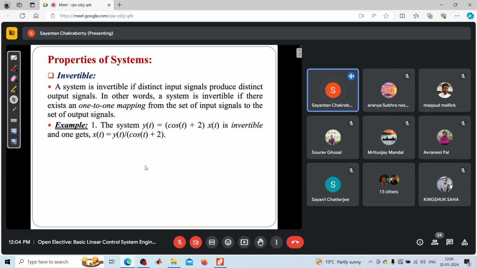For example, suppose the system y(t) is given by (cos t plus 2) times x(t). It is invertible because given y(t), you can calculate x(t) as y(t) divided by (cos t plus 2). Given an input, you can calculate the output, and given an output, you can find the corresponding input. This system is also invertible because you can represent y[n] as a function of x[n] and y[n minus 1]. Given y[n], you can find x[n] as y[n] minus y[n minus 1]. So it's an invertible system.